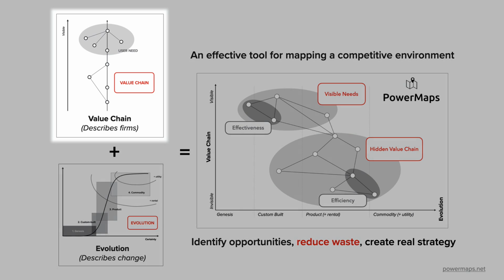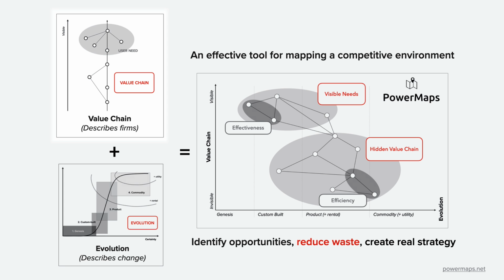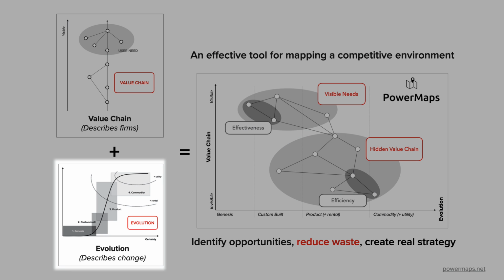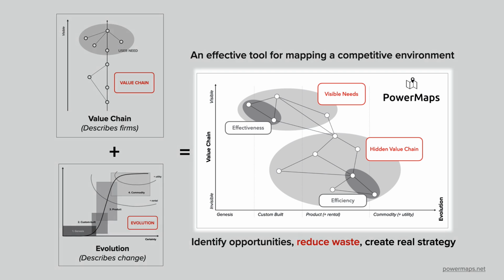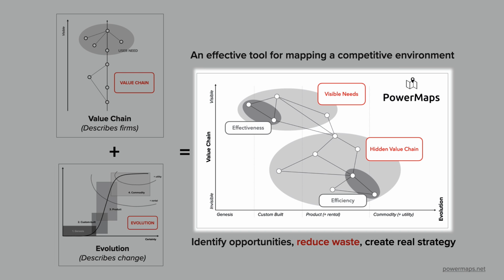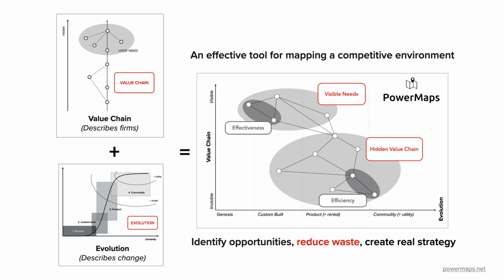We start with a vertical axis describing the firm's value chain, the activities and practices it performs to create value for its customers and other users. We also have a horizontal axis, describing how things are changing in the wider industry, what we call evolution. Combining the two axes together gives us a power map, which is an effective tool for seeing what's going on in a competitive environment and understanding how it's changing so we can create effective responses. Power maps, which are based on Wardley maps, are used to identify opportunities, reduce waste, and create strategy.